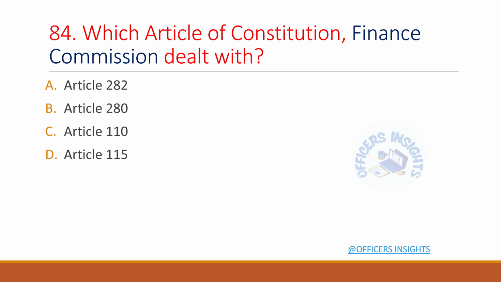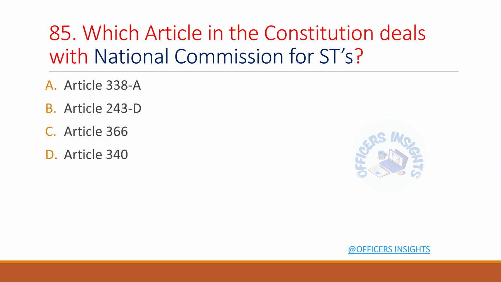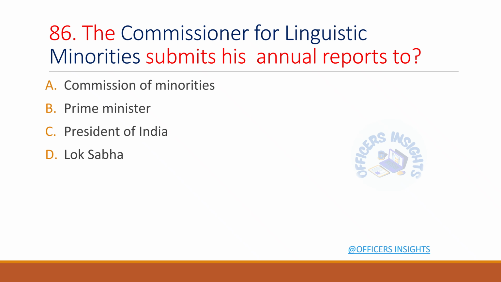Which article of the Constitution deals with Finance Commission? Correct answer is option B, Article 280. Which article in the Constitution deals with National Commission for STs? Correct answer is option A, Article 338A. The Commissioner of Linguistic Minorities submits his annual reports to. Correct answer is option C, President of India.